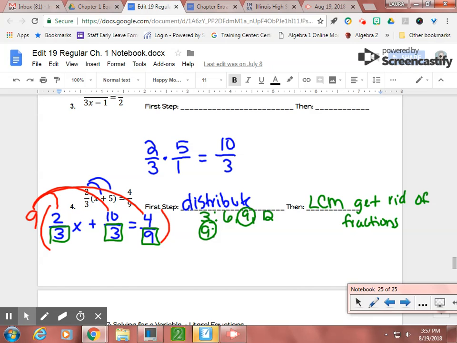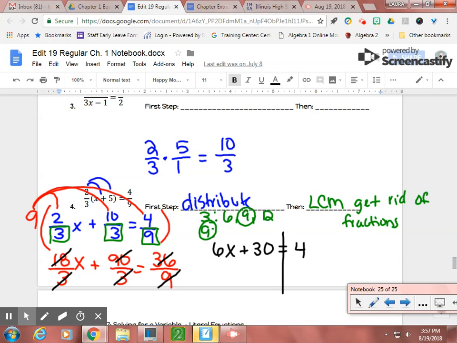So 9 times 2 is 18 over 3x, 90 over 3, and 36 over 9. We do that because now these are nice. They're reducible. What is 18 divided by 3? Well, it's just 6x. What is 90 divided by 3? 30. What is 36 divided by 9? 4. Now all I need to do is isolate my variable. So I have 6x equals negative 26. I'm sorry.